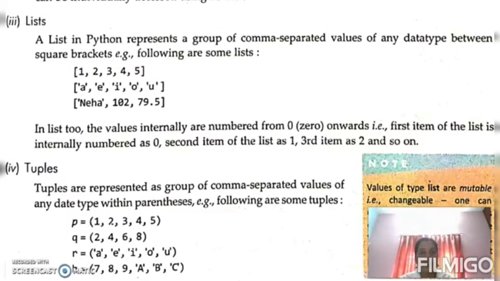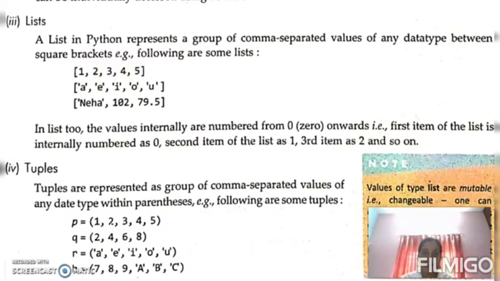What is the length of a list or length of a string? In a string, length is the number of characters in the string, and in a list, length is the number of elements in the list. So what is the length of this list? 1, 2, 3, 4, 5. So 5 is the length.